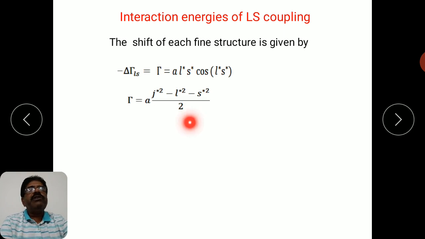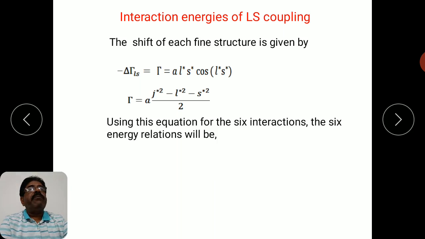So this equation we already derived in the second chapter while studying the one valence electron system. So we can use this equation for the six interactions. Just now we have defined the four momenta vectors, and the six energy relations we can derive using this equation here.